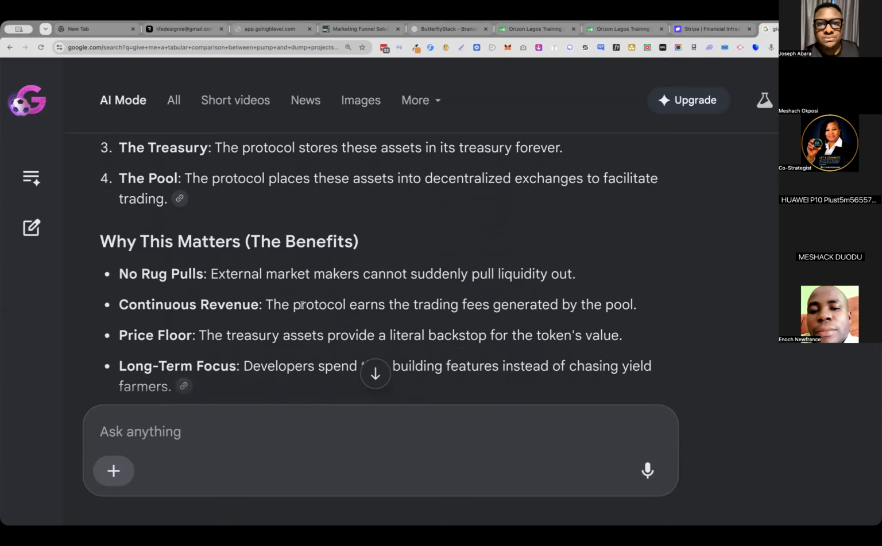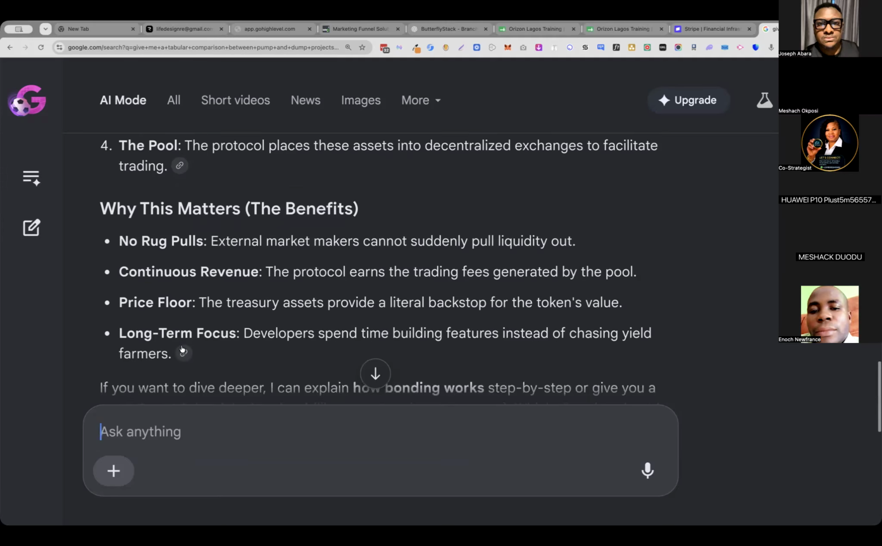Continuous revenue. The protocol earns trading fees generated by the pool. So, why do those liquidity farmers bring their money to the liquidity pool? Because of profit. They give you their money in the liquidity pool, and then you are paying them an interest for as long as their money is on the liquidity pool. That's what is called rented liquidity. Now, because you're not renting liquidity, all the profit generated in the liquidity pool is claimed by the protocol. It is claimed by the treasury. So the treasury makes this profit.